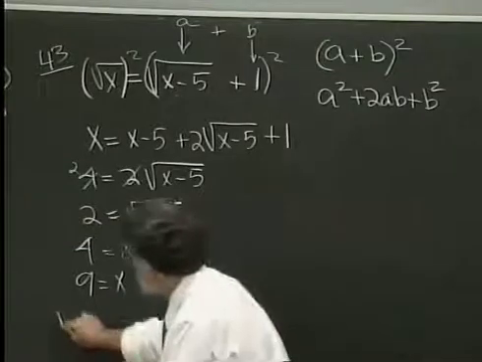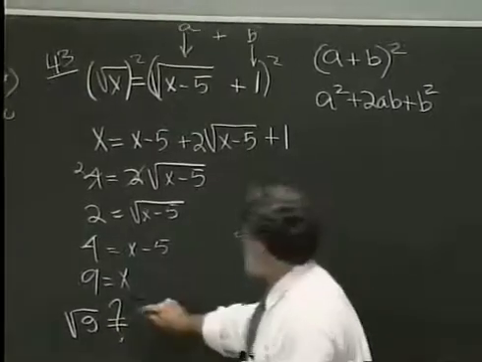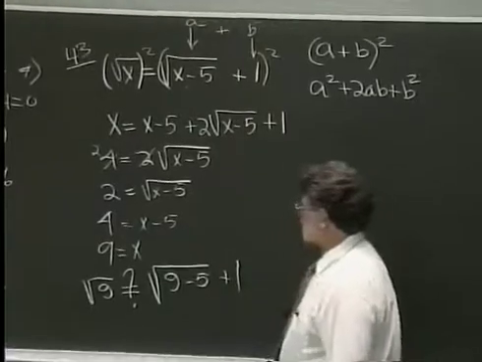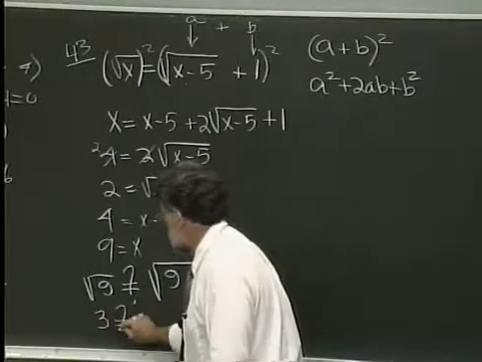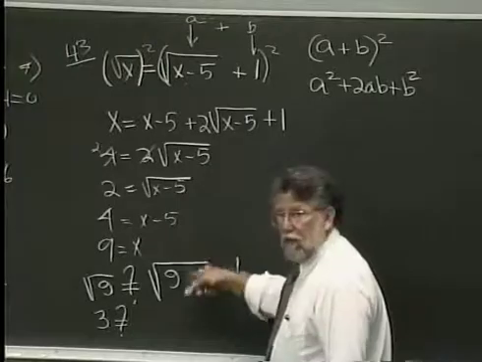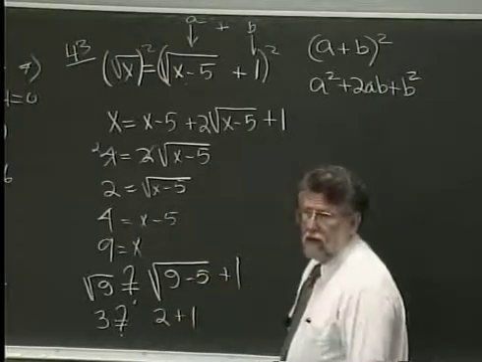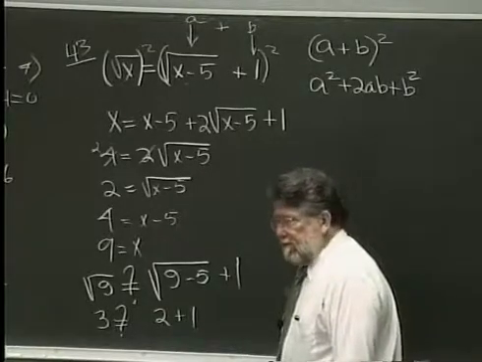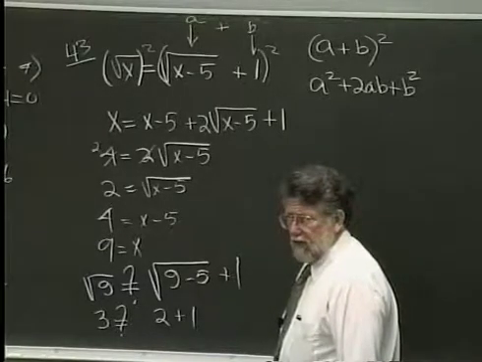Okay. So I'm going to take the square root of 9, and I'm going to ask, is that equal to the square root of 9 minus 5 plus 1? On the left side, I have a 3. On the right side, the 9 minus 5 gives me a 4. The square root of 4 is 2. I have the 1, and it works. Okay? Any other discussion there?